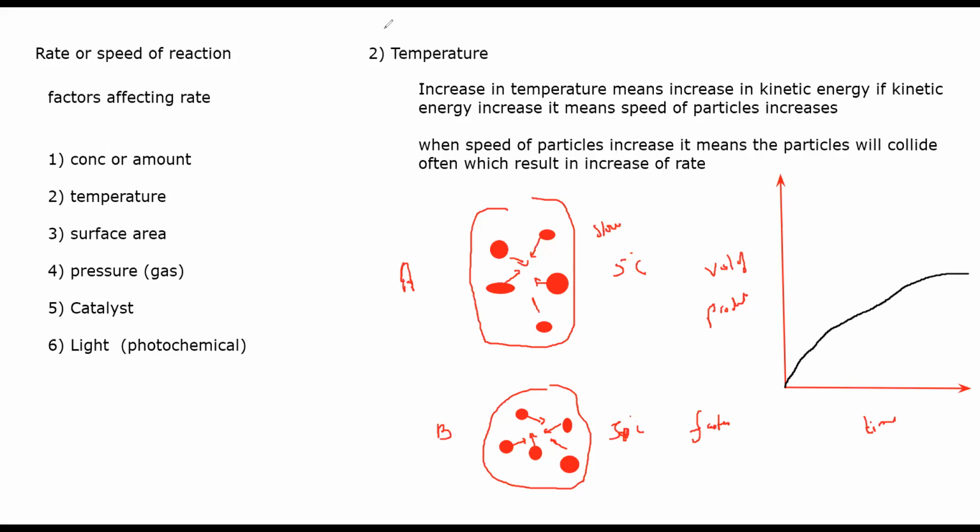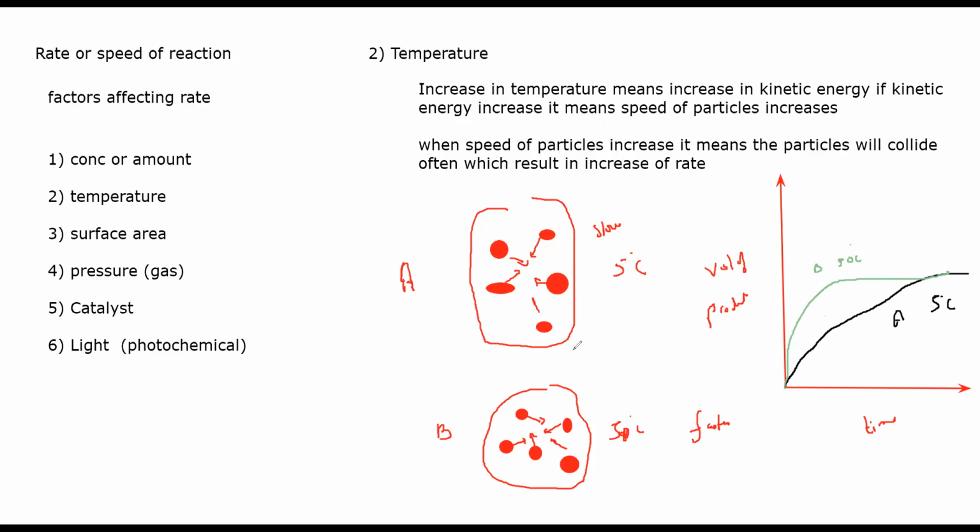So the first graph is for experiment A at 5 degrees. If I carry out the same experiment at a higher temperature, for example 50 degrees, the particles will collide more often, and this will result in a faster rate. So the same reaction will finish in a shorter time. This was experiment B, and this one is experiment A. You can see experiment B is faster as compared to experiment A, and it completed in a short time. The amount of product is not changing.